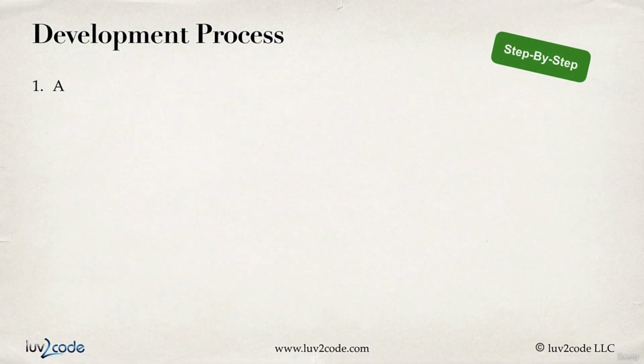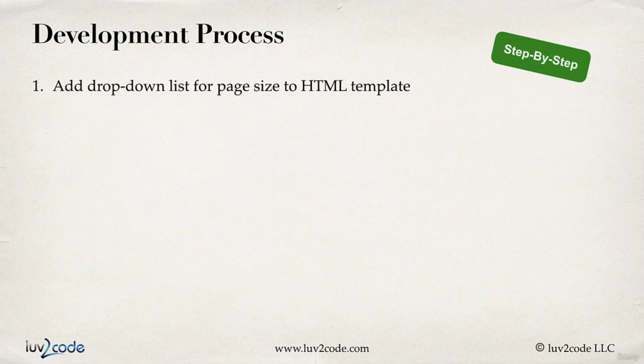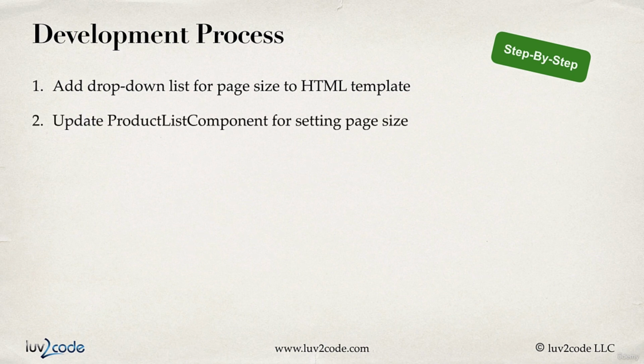All right, so here's the development process. The first thing that we'll do is add a drop-down list for the page size to the HTML template, and then we'll update our product list component for setting the page size.